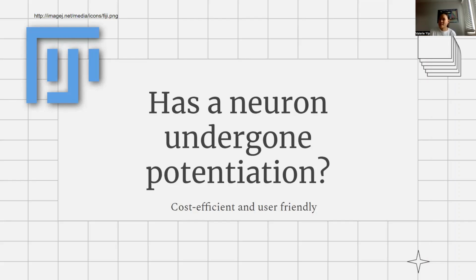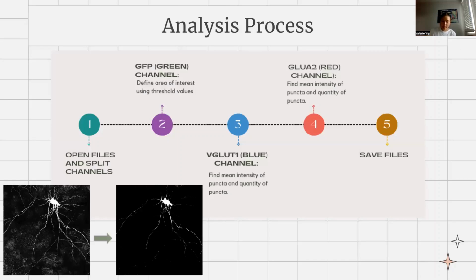And most importantly, I wanted to make this program time efficient, because LTP is very tedious to analyze in ImageJ if you're just doing it manually. So here's basically an analysis overview of what you would have to do manually in order to analyze LTP. First of all, you open an image and it splits the image into 3 channels. I'll be going over this a bit later, but the 3 channels are the green, blue, and red channels.